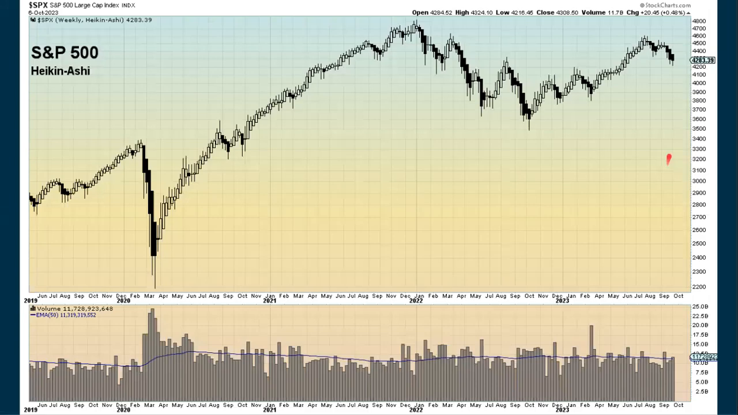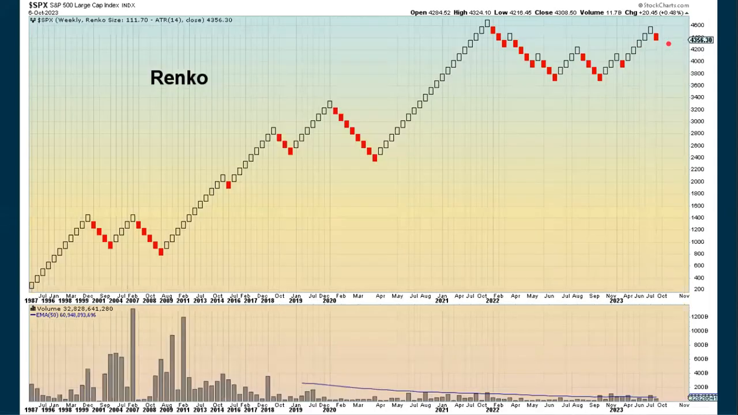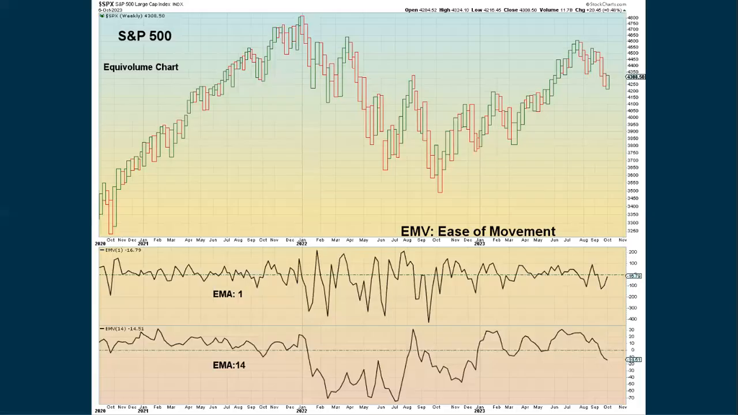Some different charts. We have a Heikin Ashi chart, which continues to be negative. We're also negative with the Kagi chart. It's red and pointing down. We saw a new block being drawn for the Renko chart. That is negative. It had been positive. And the three-line break is also negative. So on a trend basis, we're still negative. We're seeing some potential positive signs under the surface, but we're seeing almost no chart confirmation yet.